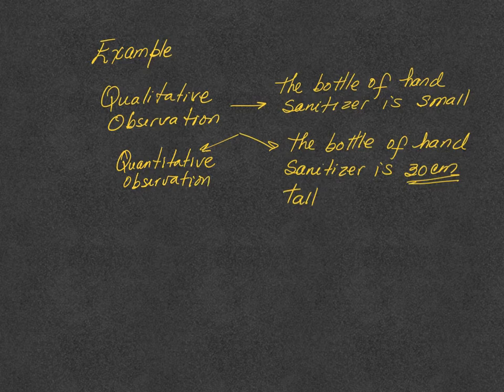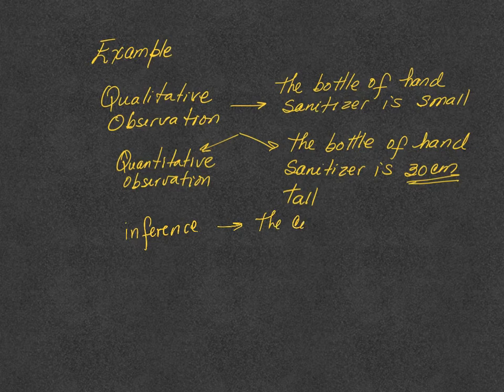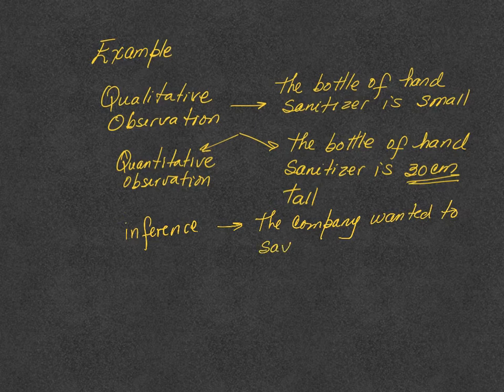Based on that, I'm going to continue. I want to make an inference. I want to explain right now why my bottle is only 30 centimeters tall. Inference: the company that made the bottle wanted to save material. Do I have to be right? No. That's why later we're going to design an experiment, because you can make an inference.